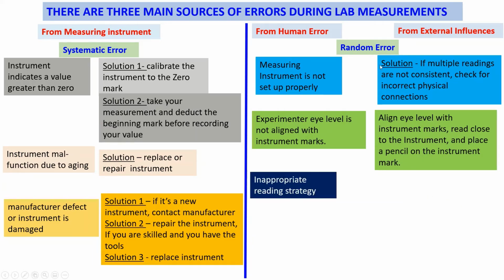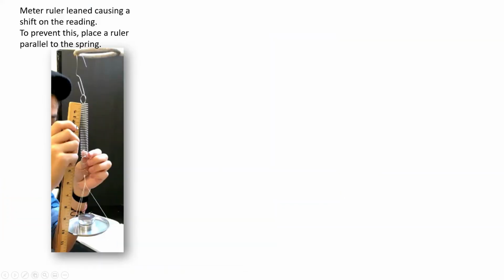The third source of random error is inappropriate reading strategy. This picture shows a mirror ruler leaning, causing a shift in the reading. To prevent this, place a ruler parallel to the spring.